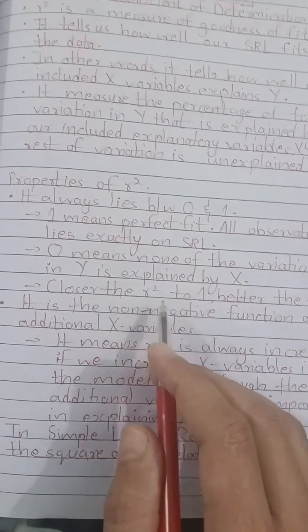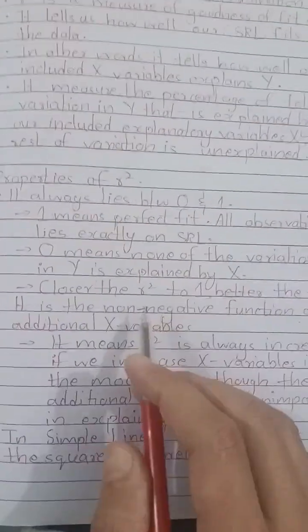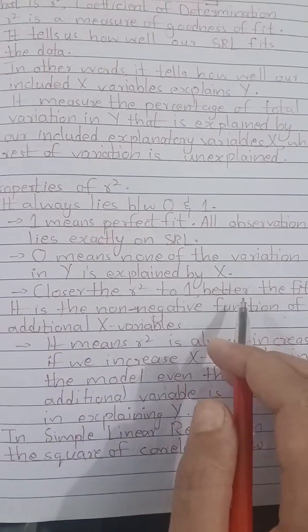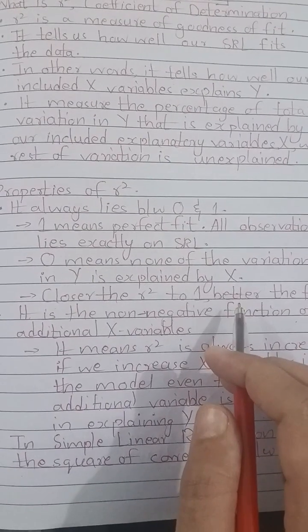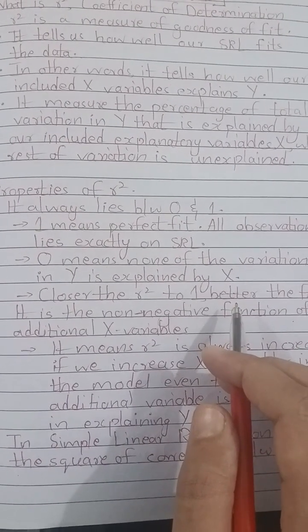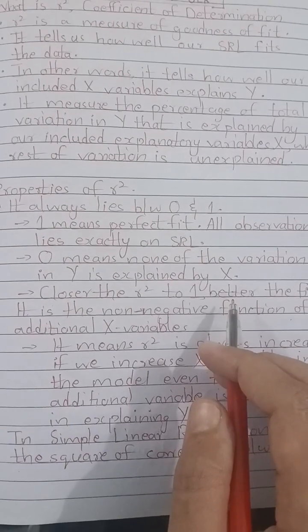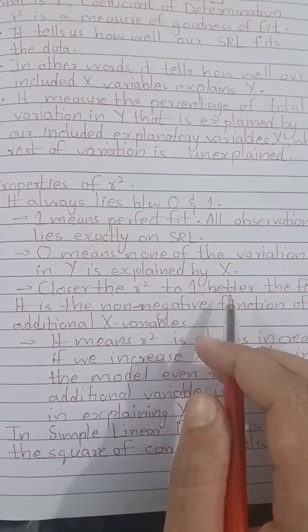The closer the R square to 1, the better the fit, and the closer the R square to 0, the worse the fit. It means that our model is poor. Our independent variables do not explain the dependent variable. So we need to review the independent variables included in the model.